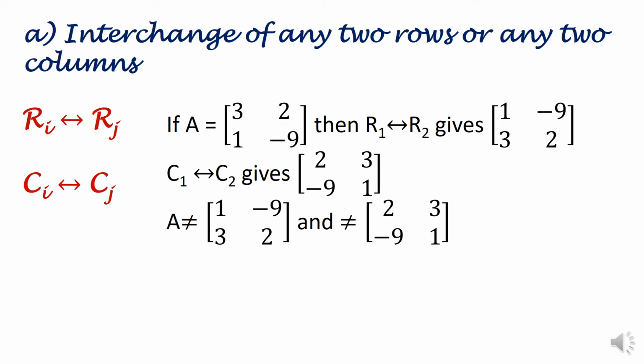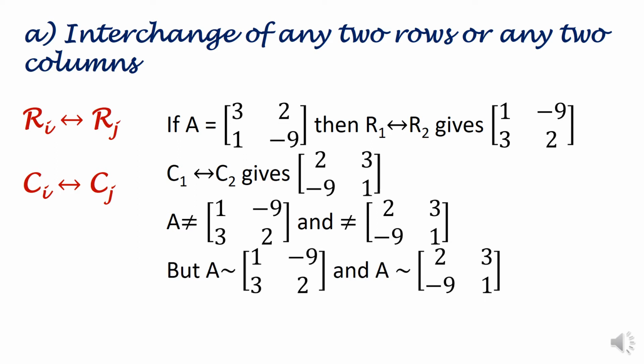Remember that when we interchange the rows and columns, or when we do any elementary transformation, the original matrix is transformed. For example, the original matrix given here is not equal to any of the transformed matrices. But we can write the original matrix, that is A, as equivalent to the transformed matrices. So this symbol stands here for equivalent to.